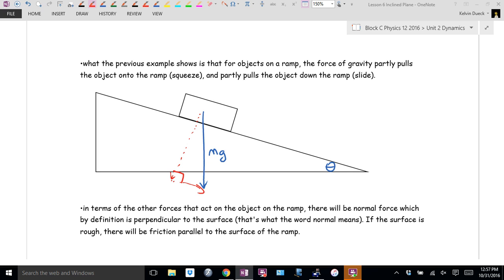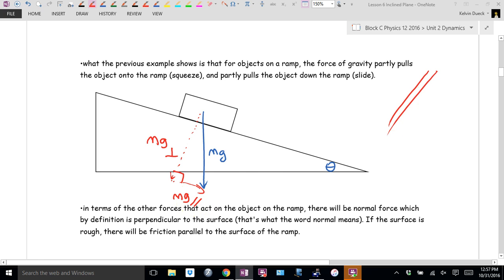And we're even going to label these. We're going to call this one mg perpendicular, and the symbol for perpendicular is an upside down capital T, two perpendicular lines. And we're going to call this one down here mg parallel, and the symbol for parallel is two parallel lines at a slant, like that. Now those red dotted lines wouldn't appear on my free body diagram because they're components. The blue mg is the one on my free body diagram.